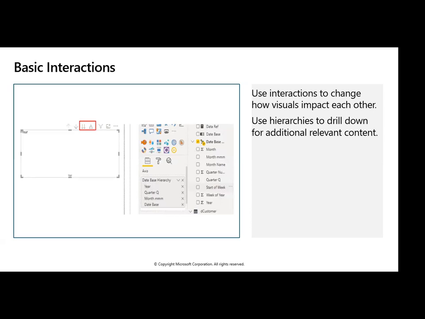Good. Now look at this. When you put all your items on the report, you may want to drill down and get to the bottom of it. That's when you see this symbol like a fork, that drills down information on your canvas. On your canvas, you can test it when you get there. So use interaction to change how visuals impact each other. Use hierarchies to drill down for additional relevant content. So these are things that your generated report will do.